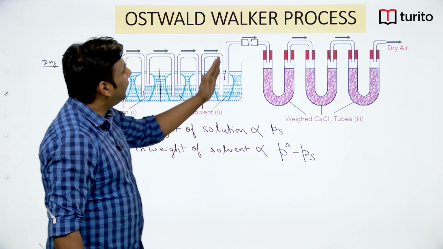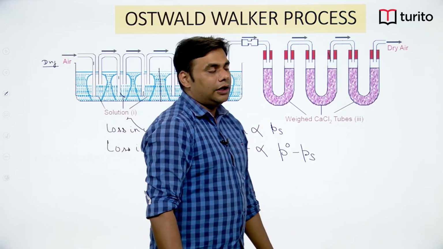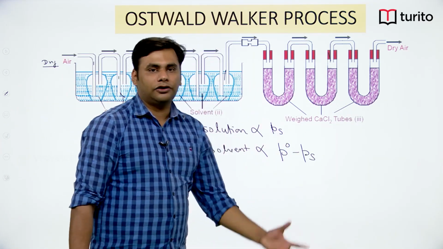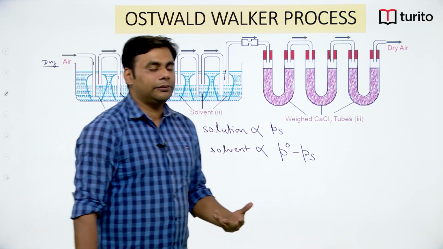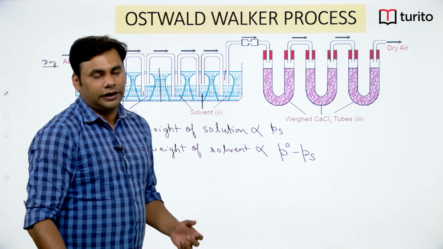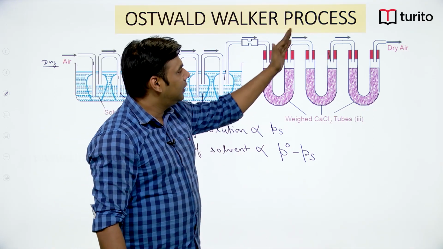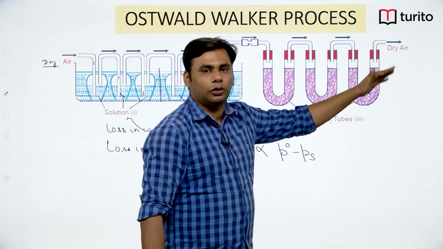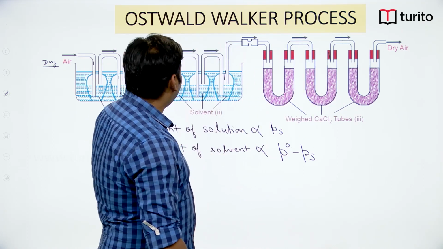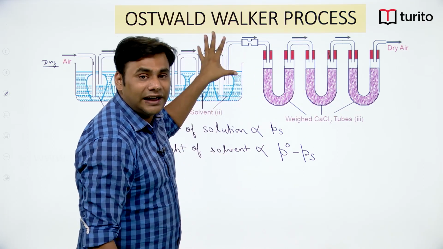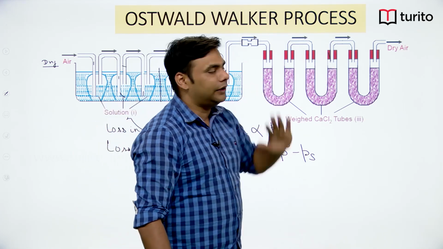Now when all of them passes through the calcium chloride tube, basically the role of the calcium chloride is to absorb moisture. We know that calcium chloride absorbs moisture, it is a very good drying agent. So when you pass this moist air through the weighed calcium chloride tube, all the moisture that was taken up from the solution as well as the solvent side would be absorbed in this.